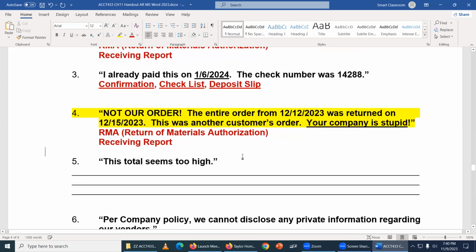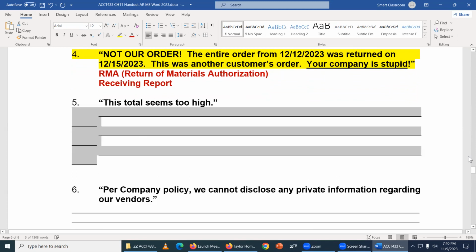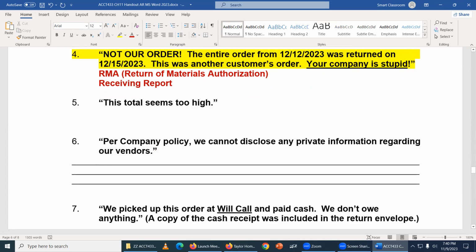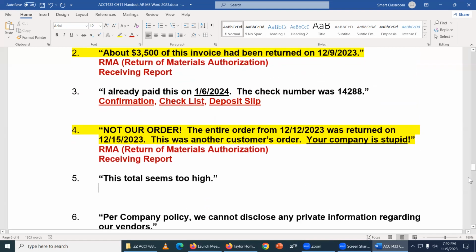Okay. Number 5. This total seems too high. So someone says this total seems too high. What do you do with that? How could you find out what the total should be?